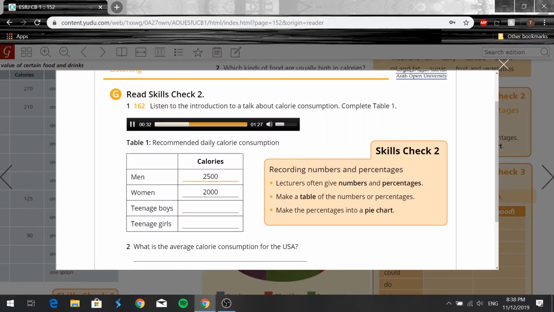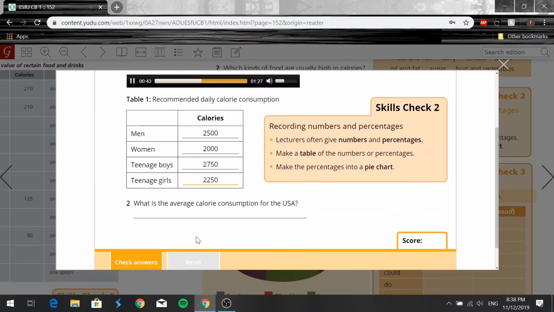Teenagers need more calories. For boys, the figure is 2,750, and for girls, it's about 2,250. Let's look in detail at one country, the USA. Later, we can compare the information with other countries. In the USA, the average daily calories per person is 3,654. I'll repeat that, 3,654. So, North Americans consume 30% more than the world average.